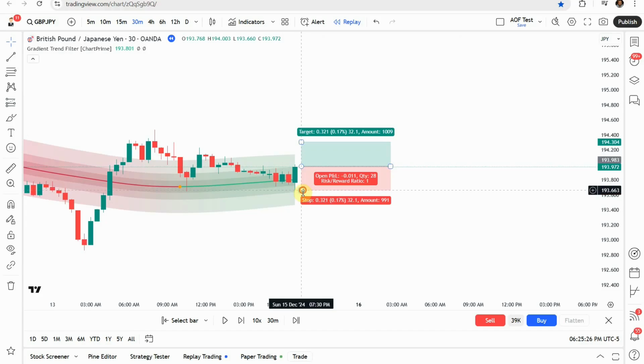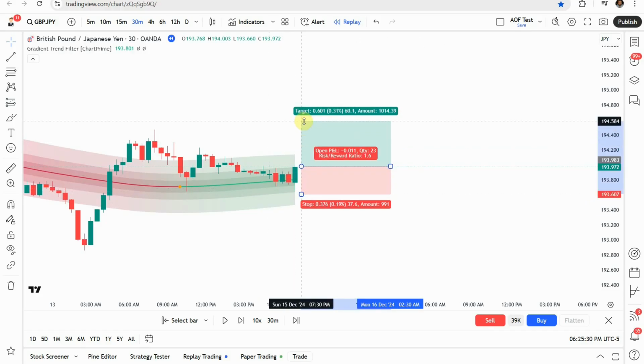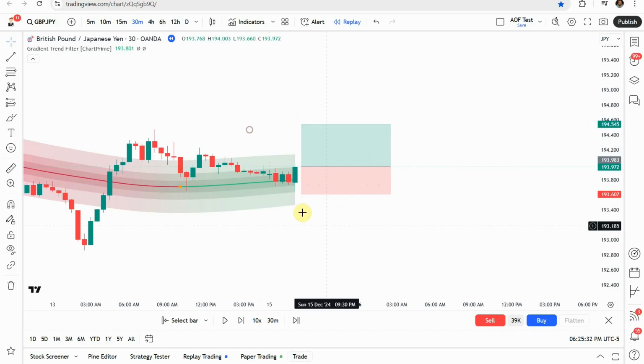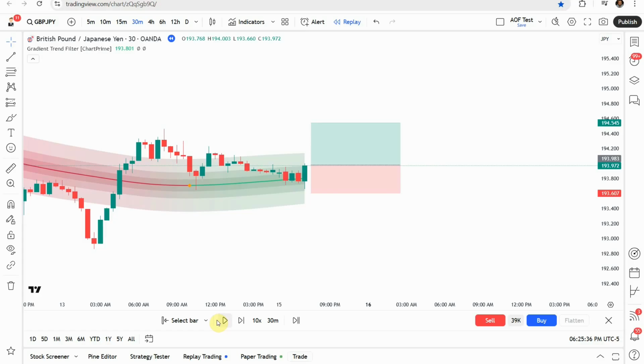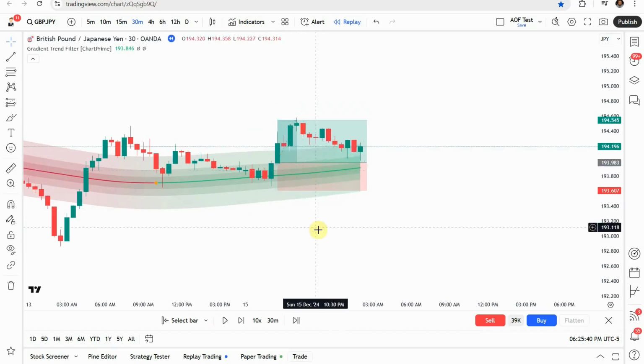We'd put our trade right here, put our stop just right below this area here, and target a 1 to 1.5 risk reward, just like so. Let's go ahead and play this one forward and see how it plays out. And again, a really nice push to the upside, getting us to our take profit.